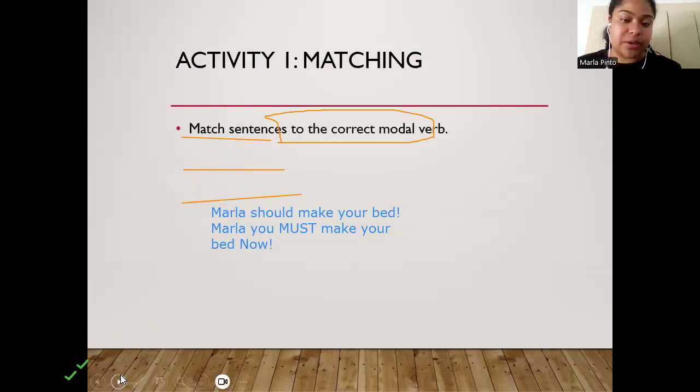Let's do this activity. Activity number 1, matching, everybody. First, we are going to try to match the sentence to the correct modal verb. For example, I'm going to write on the screen. Give me a moment. Here, I am going to write some, for example, a bed now.